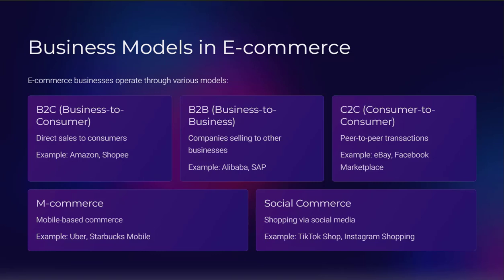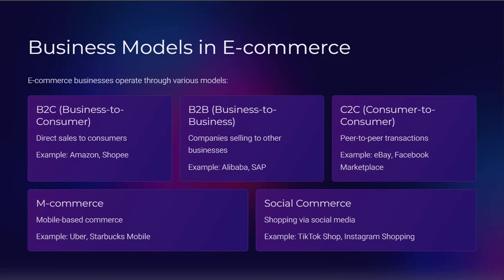So let's look at some typical business models in e-commerce. We can look at them in more detail in later sessions, right? E-commerce businesses operate through various models. B2C, business to consumer, is direct sales to consumers, like Amazon or Shopee, right? And also B2B, or business to business, involves companies selling to other businesses. Examples include Alibaba and SAP, right? And C2C, or consumer to consumer, involves peer-to-peer transactions. Examples include eBay and Facebook Marketplace.